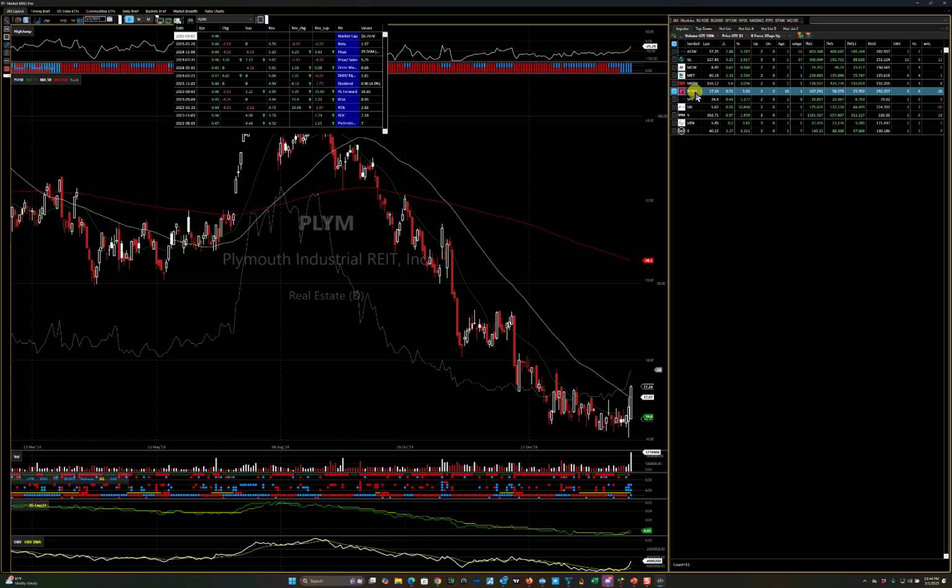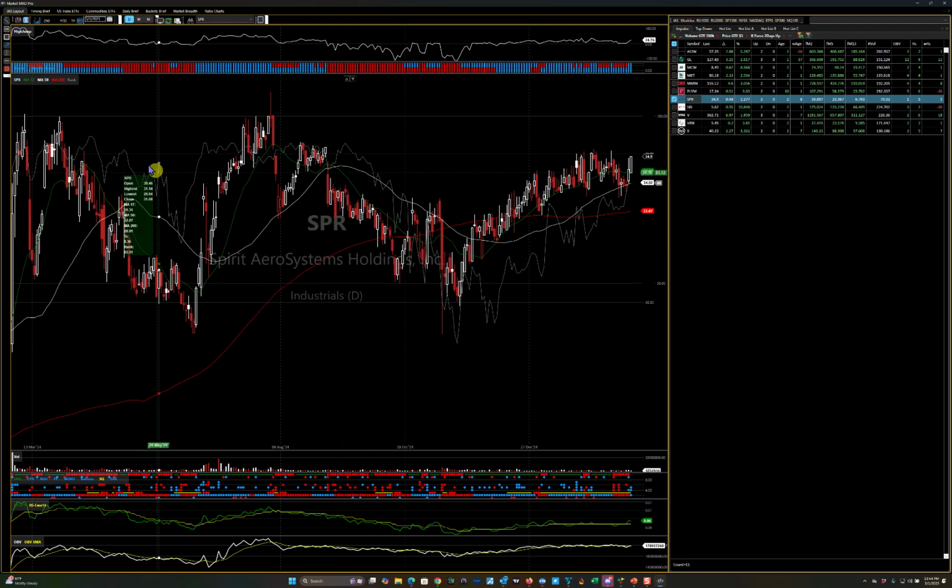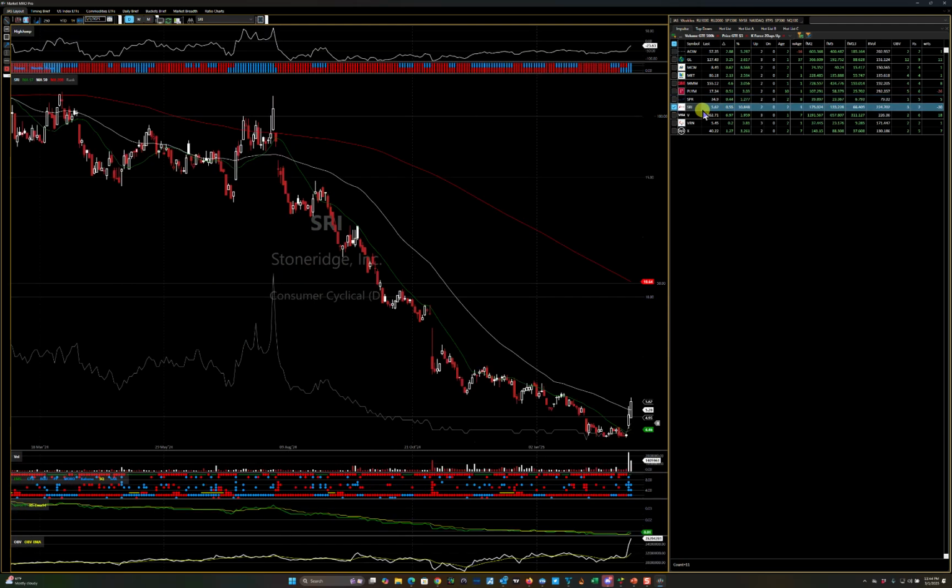Hard for me to buy something so far below the 200. SPR, Spirit AeroSystems. This is one where there's a lot of expectation that Boeing's going to buy it. Not my favorite chart pattern, but it's got the two-day momentum, which means it's probably going to go higher, even though I said it's not my favorite pattern. Kind of sideways. SRI, consumer cyclical, don't know anything about it.